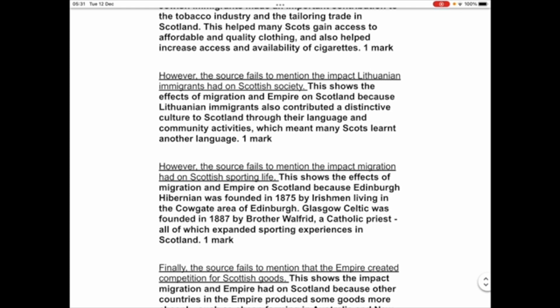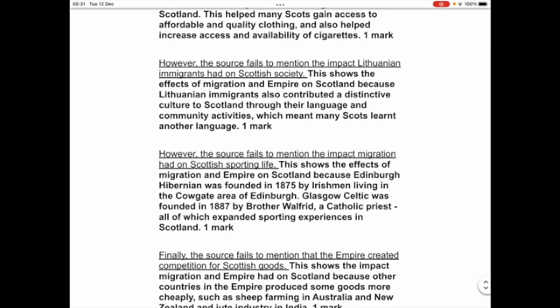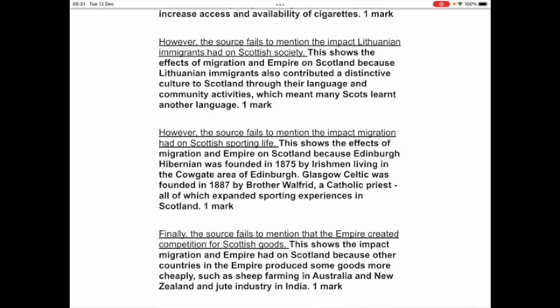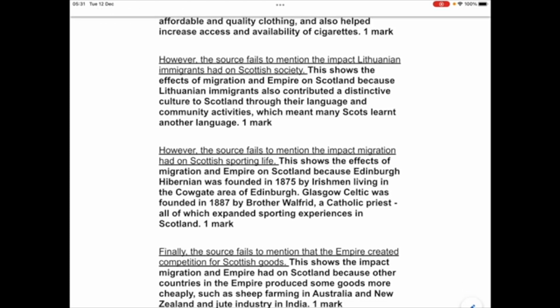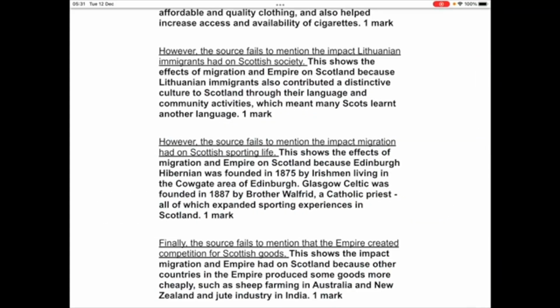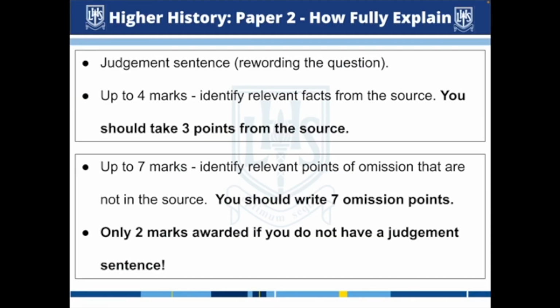And if you do your revision, you should have plenty of things to speak about in this type of question. So if you do have any other further questions or queries that you would like to talk about when it comes to how fully explain, please feel free to speak to your history teachers, and we'd be more than happy to help.